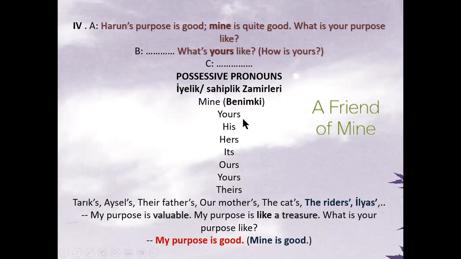Okay, my purpose is good, or attention please, mine is good. Your purpose is good, yours is good. Her purpose is good, hers is good. But his purpose is good, or his is good. His is good, also possible. His is both possessive pronoun and adjective pronoun, like, for example, Tarık's. Tarık's purpose is good, or just Tarık's is good.